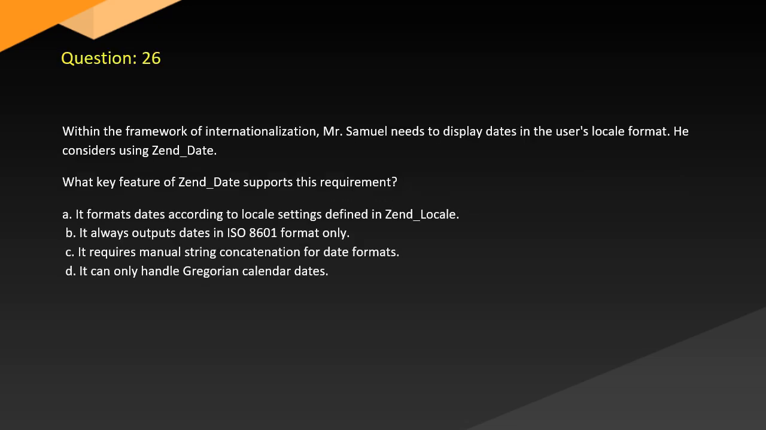Question 26. Within the framework of internationalization, Mr. Samuel needs to display dates in the user's locale format. He considers using Zend date. What key feature of Zend date supports this requirement? A. It formats dates according to locale settings defined in Zend locale. B. It always outputs dates in ISO 8601 format only. C. It requires manual string concatenation for date formats. D. It can only handle Gregorian calendar dates.